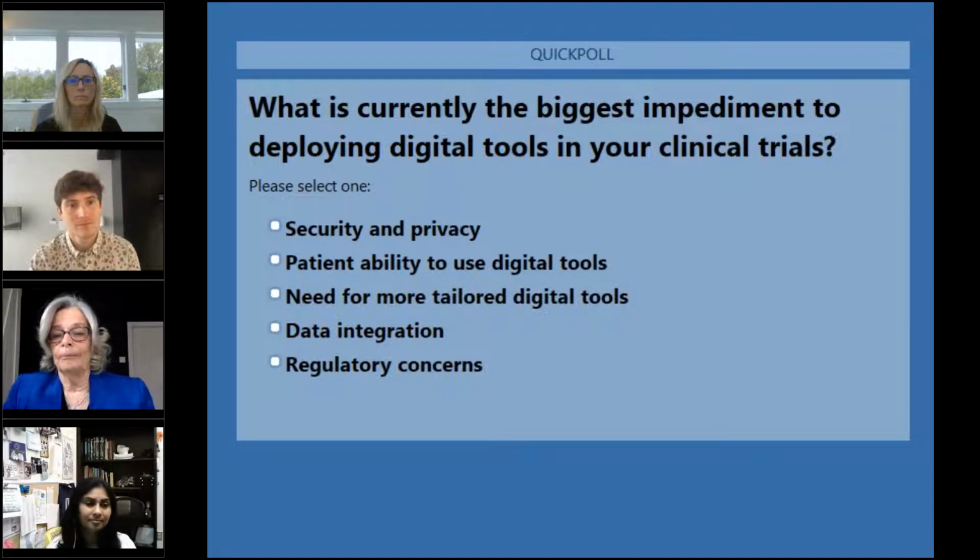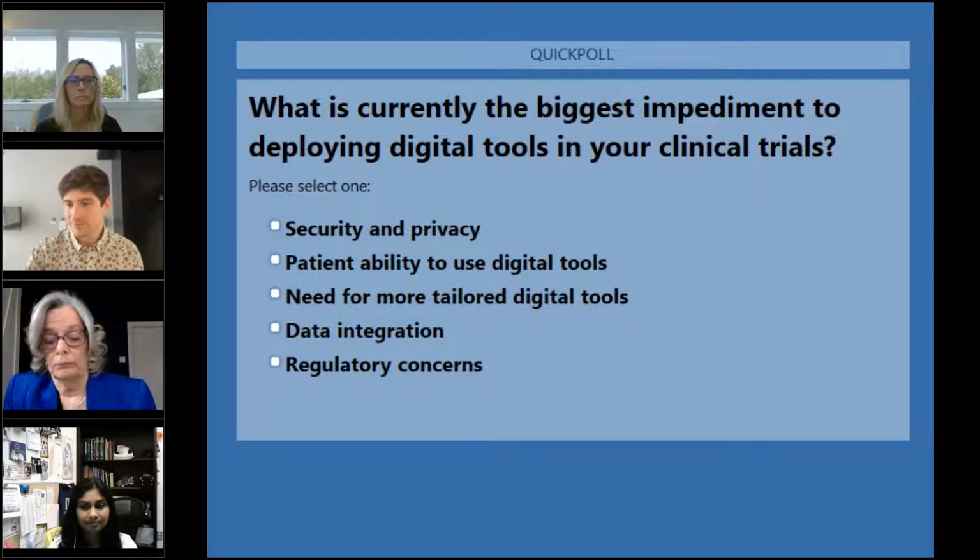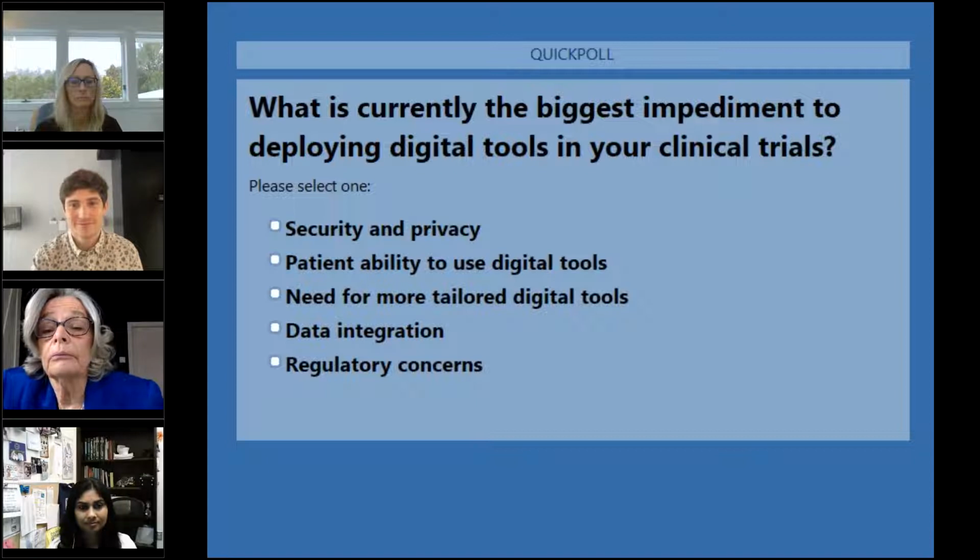Excellent. Thank you very much, Holly. Yes, before we move on to the Q&A, we've got one more poll question for audiences. This one is asking, what is currently the biggest impediment to deploying digital tools in your clinical trials? Your answer options this time around are security and privacy, patient ability to use digital tools, need for more tailored digital tools, data integration, or regulatory concerns.